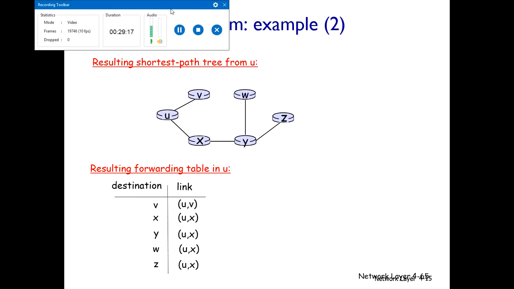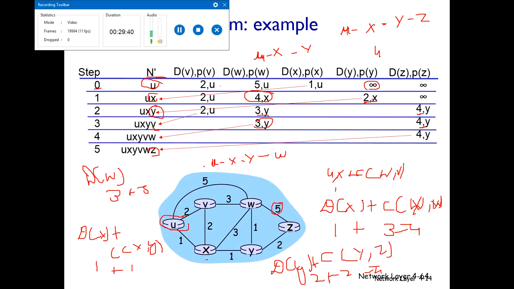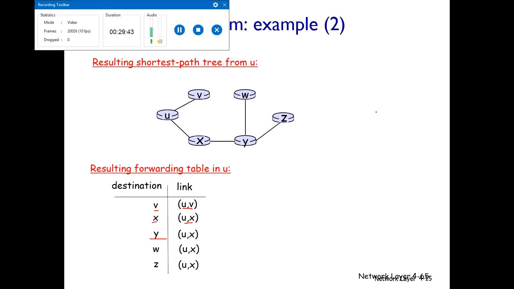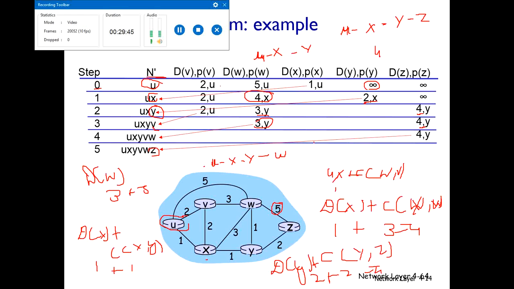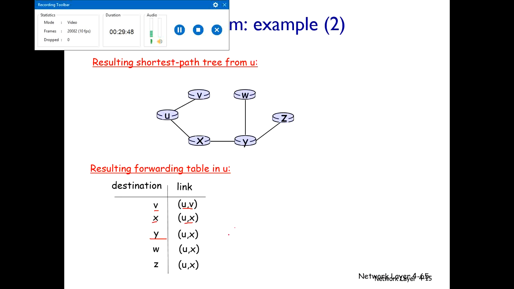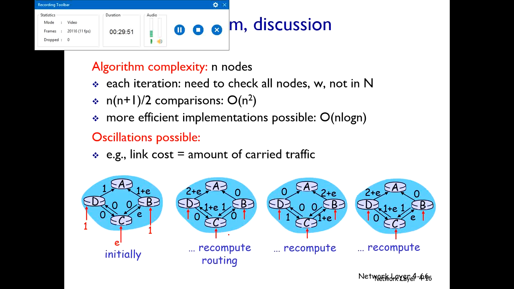Alright, now moving ahead. The result is the shortest path tree from U, and the resulting forwarding table in U will have: if the destination is V, the link is U to V. If the destination is X, UX. If the destination is Y, UX. If the destination is W, again UX. And if the destination is Z, again the link is UX. So it's UX always.